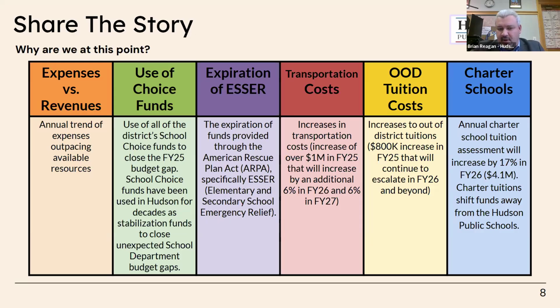We lost ESSER funds, which you've all experienced. Dan mentioned our transportation costs going up by 51%, which is totally unusual. We had an unusual increase that year in out of district tuitions. And then our charter school issue in Hudson just continues to be a problem every year, but we had a 17% increase for fiscal 26. So this slide, you can probably do one that looks a lot fancier than this, but having these 6 colored columns became something people were familiar with, and it was the story in a nutshell. It's these things that are driving us to this need for the override.